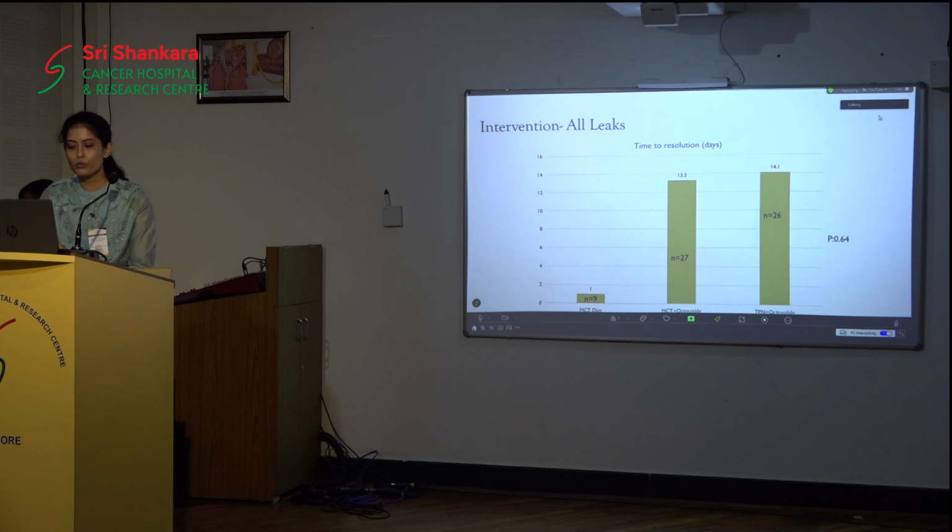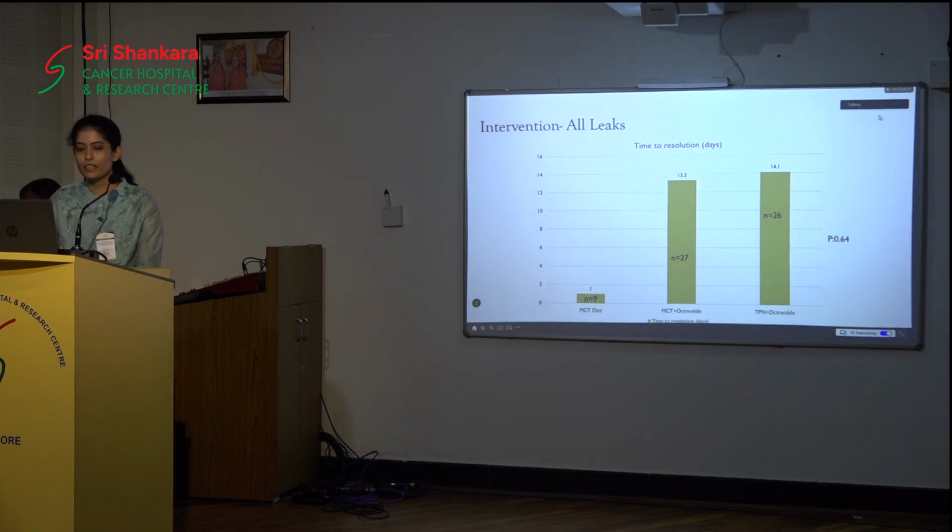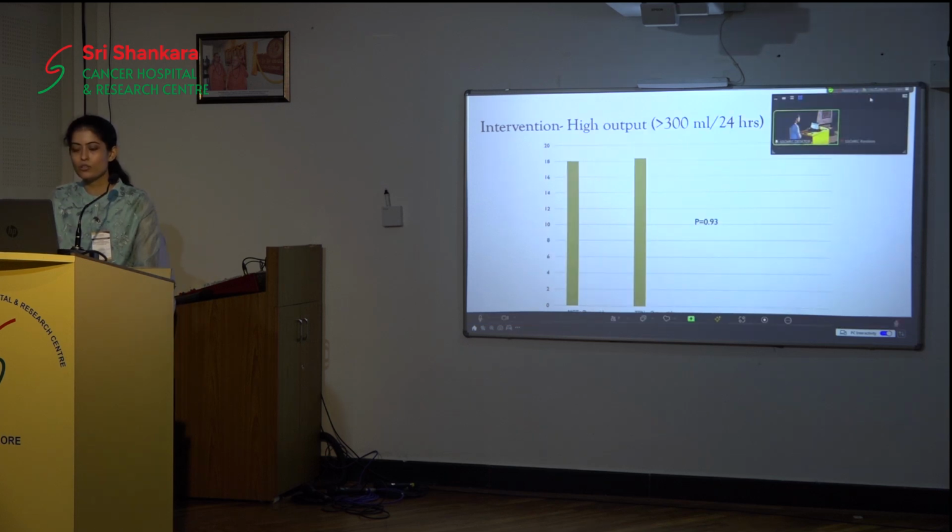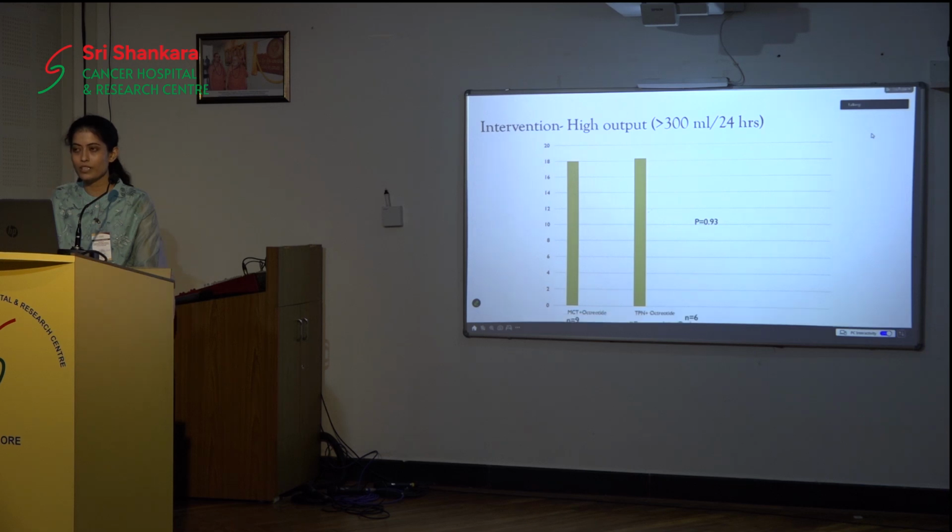And we tend to give medium chain triglyceride along with injection octreotide, and we compared the time taken for the chyle leak resolution with another group which was given total parenteral nutrition, and we did not find any statistically significant difference. We again looked at the subgroup with high output leak, more than 300 ml per 24 hours. Again, we did not find any difference between MCT octreotide versus TPN octreotide.